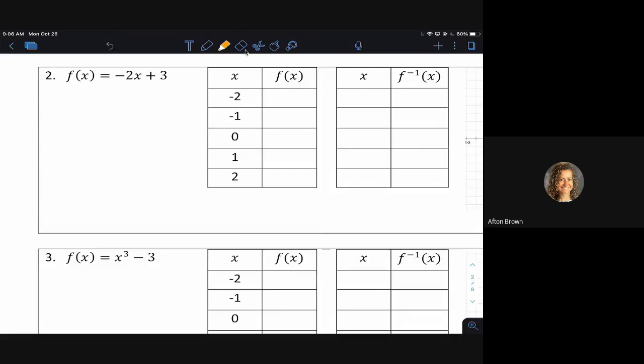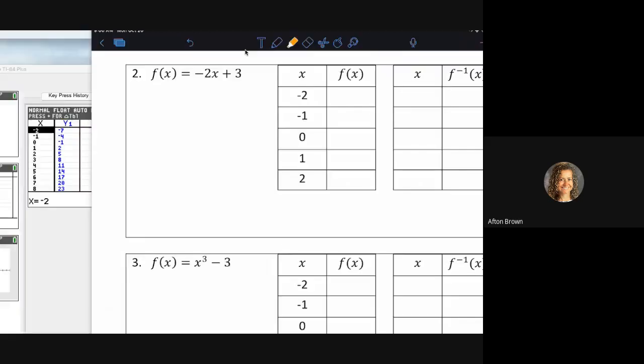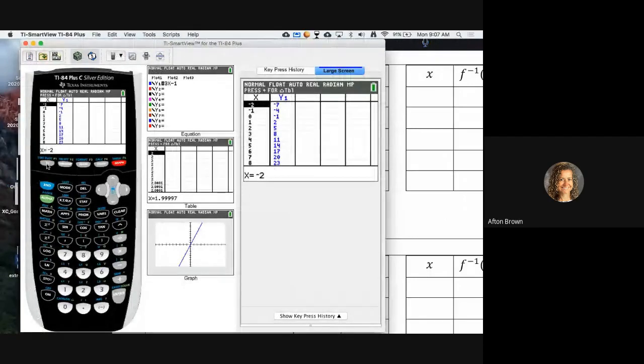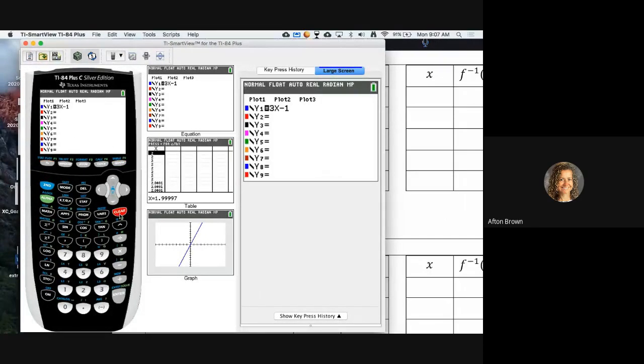So if you want to complete the table in your calculator, what's the first step? You have to put in 2x plus 3. Good. So we're going to go into your y equals. Remember, if it's a negative, you have to hit the negative, which is right below the 3. So not the subtract, but the negative. So -2x plus 3.